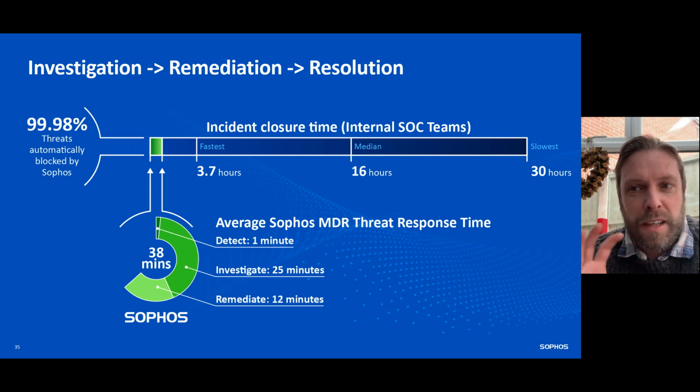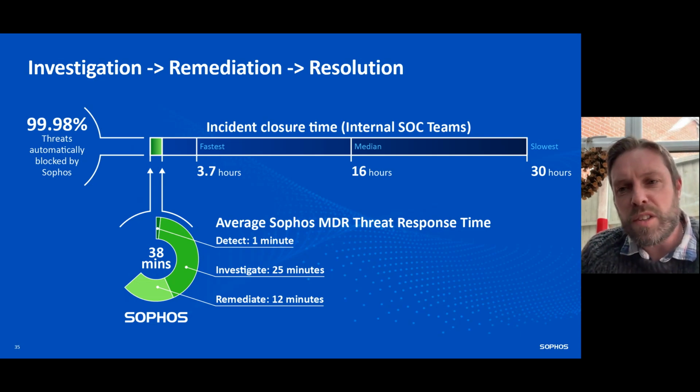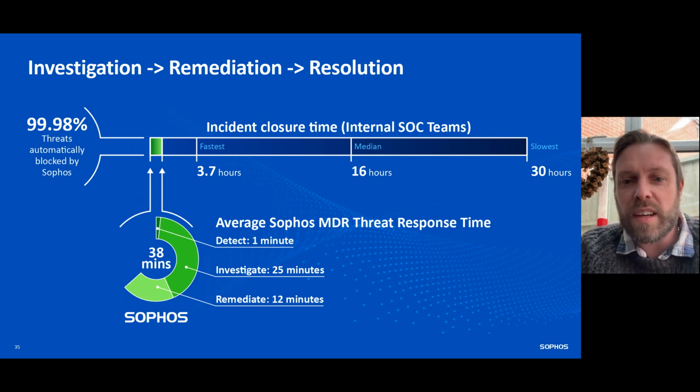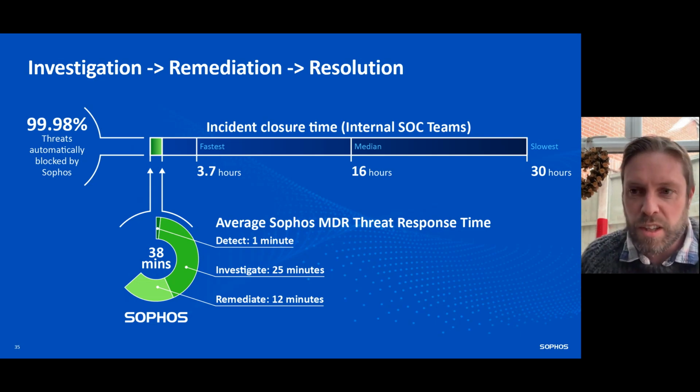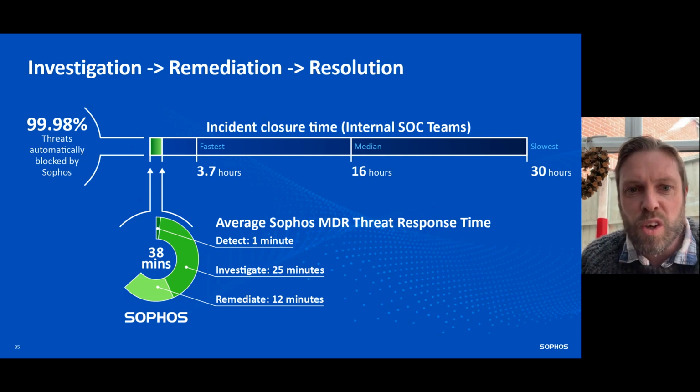Then we spend an average of about 25 minutes investigating: is this a real incident? How serious is it? What's the scope of the problem? And then a further 12 minutes to remediate, so launching scripts, kicking off the bad guys, isolating infected machines, that kind of thing. So you've got a mean time to resolution of 38 minutes in a security incident, which is absolutely fantastic, because nothing good is going to happen.